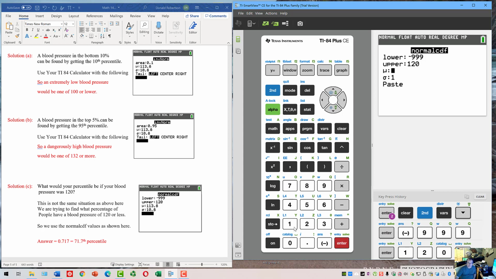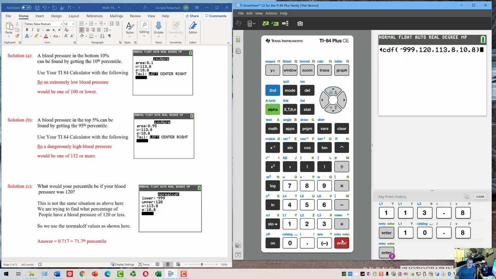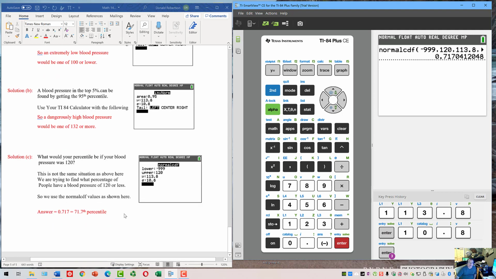You then type in the mean, which is 113.8. You then type in the standard deviation, which is 10.8. And now we are ready to go. And it's about 0.717, which is the 71.7th percentile. In other words, 71.7% of the male population would have a blood pressure of 120 or less. So you're a bit on the high side, but I don't think that would be considered seriously high. Okay, and that is us finished. Hopefully this has helped.